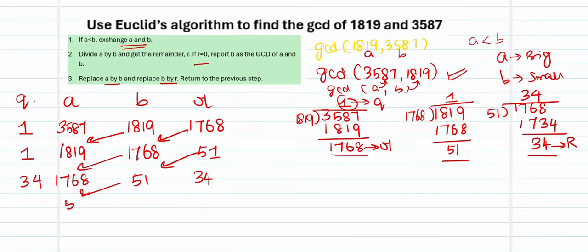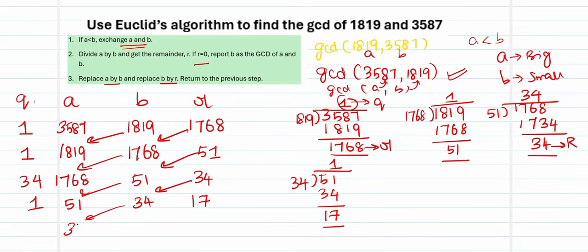So take in your 51, take in your 34, divide your 51 by 34. How many times does it go? It goes one time with 34, leaving a remainder of 17. So I enter the remainder 17 and quotient over here. Is the remainder 0? No, remainder is not 0. So again execute the algorithm.